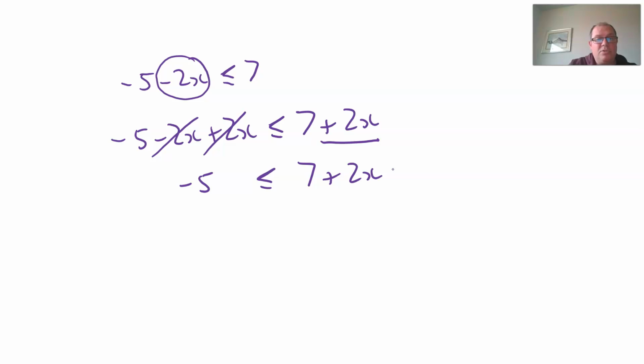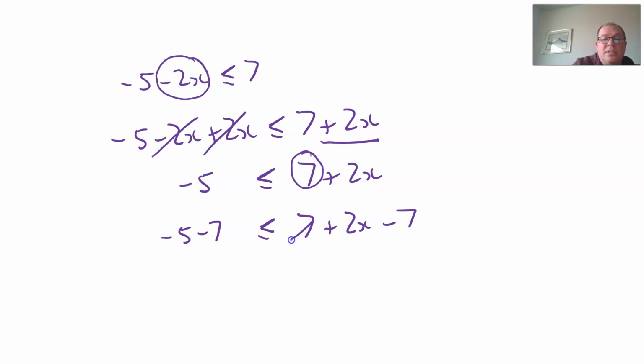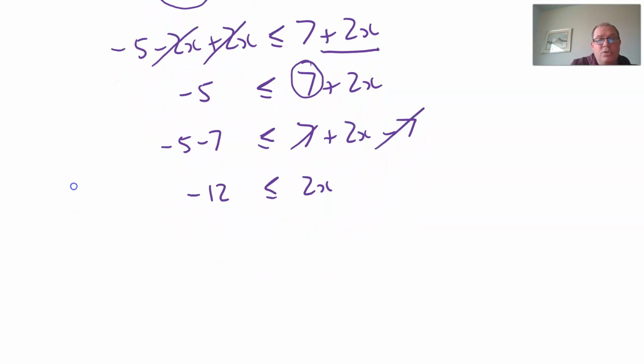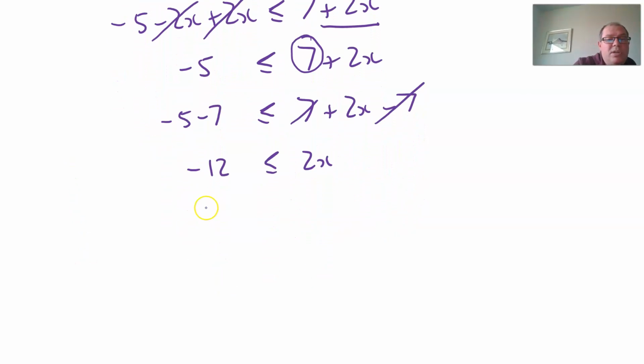Now I have to subtract 7 from both sides to get rid of this plus 7 here. So add minus 7 to both sides. 7 add 2x minus 7: the 7 minus 7 cancel each other out, and I'm left with 2x on the right-hand side and a minus 12 on the left-hand side. Now I have to divide both sides by 2. 2 is a positive number, so I don't need to switch the inequality.